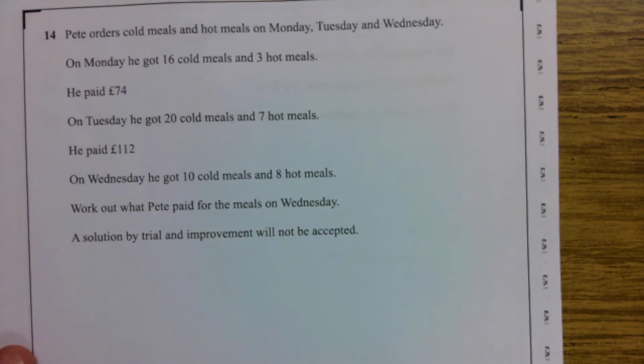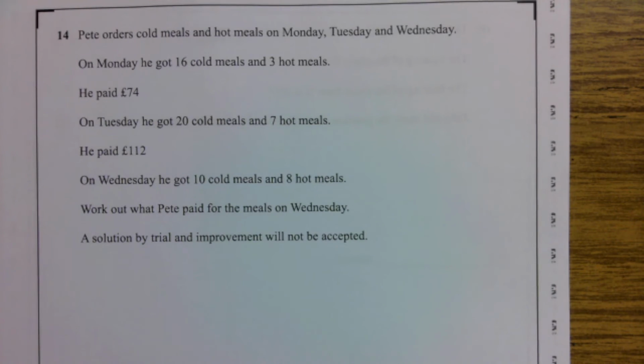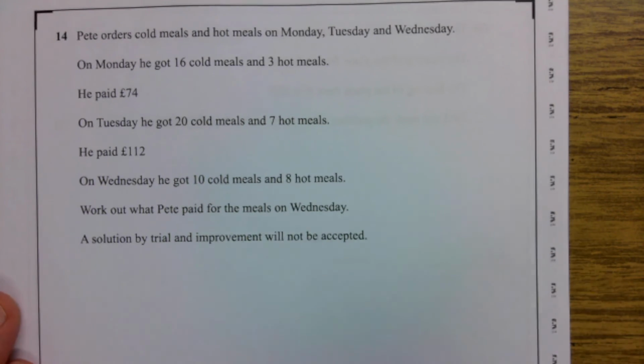Question 14. Pete orders cold meals and hot meals on Monday, Tuesday and Wednesday. On Monday he got 16 cold and 3 hot. He paid £74. On Tuesday he got 20 cold and 7 hot. He paid 112. On Wednesday he got 10 cold and 8 hot. Work out what Pete paid for his meals on Wednesday. So, don't know if you spot this, it is going to be a simultaneous equation.